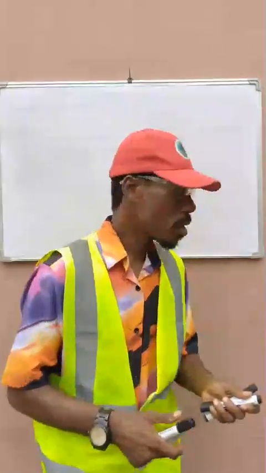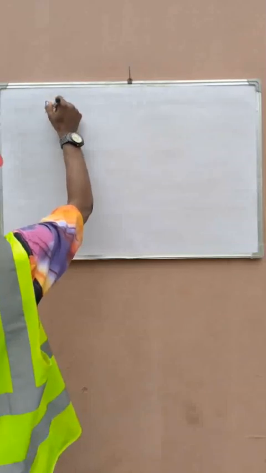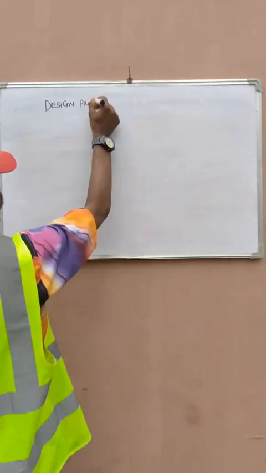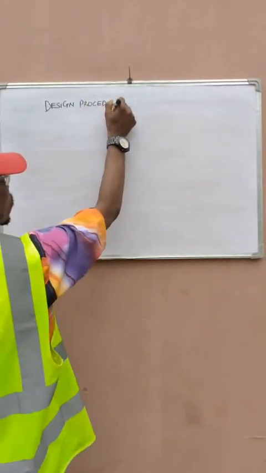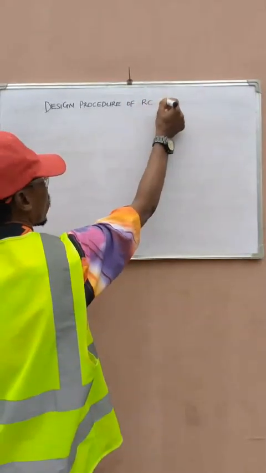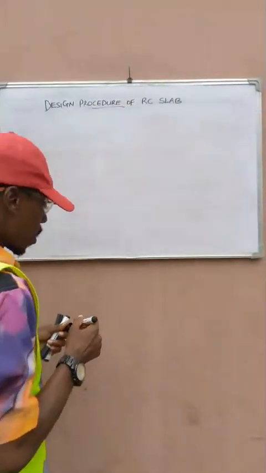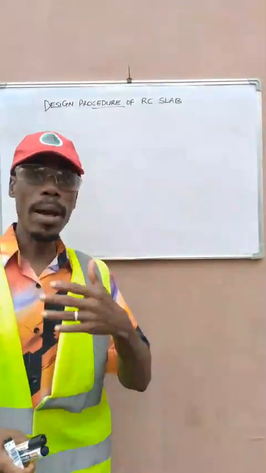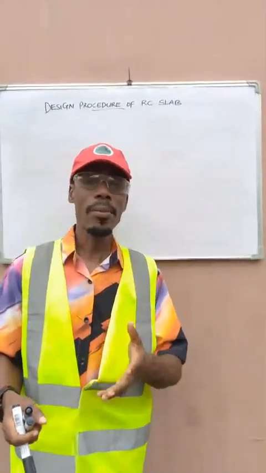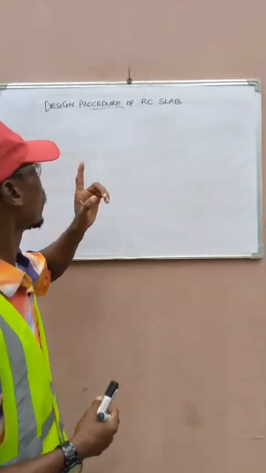Okay, so today's topic we are going to look at is the design procedure of RC slab. That's the topic for today. Now, when we talk about RC slab, we are basically referring to reinforced concrete slab. Okay, a slab that is made up of reinforcement and concrete. That is what we refer to as RC slab.